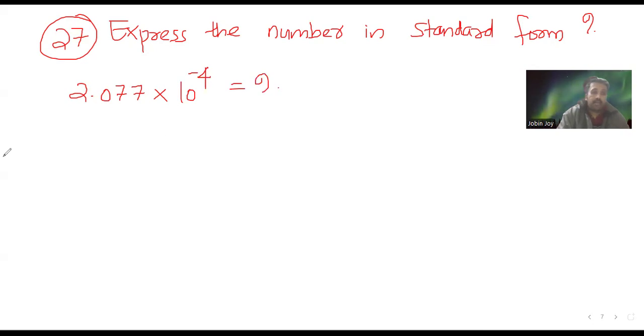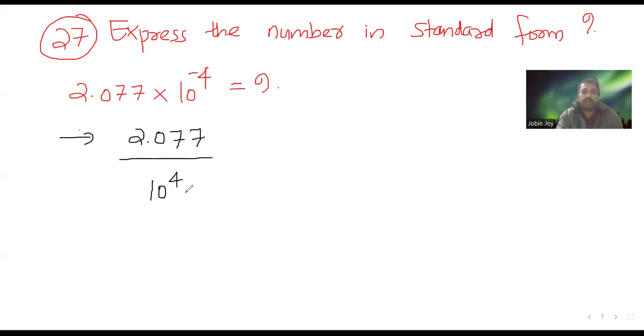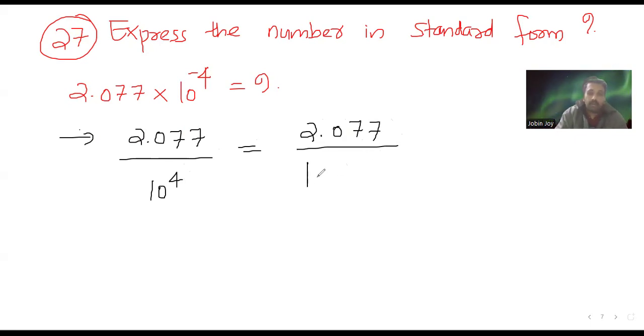Okay. So this one, 2.077 divided by 10 raised to 4, right? I will move this 10 raised to minus 4 to the denominator, 10 raised to 4. So this will be equal to 2.077 divided by 1 with how many zeros? 1, 2, 3, 4. 4 zeros.